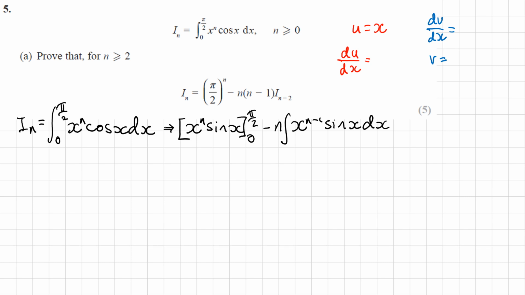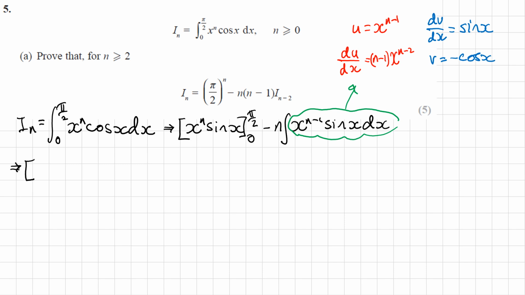So this time, doing integration by parts on this bit here, u is going to be x to the power n minus 1. So du dx is going to be n minus 1 times x to the power n minus 2. dv dx is sine x, let's keep the colours the same, which means that v is equal to negative cos x. Right, so let's carry on with that.